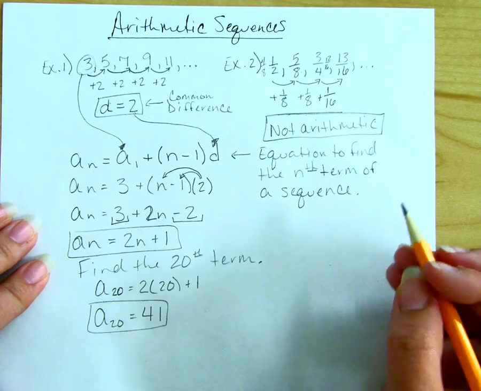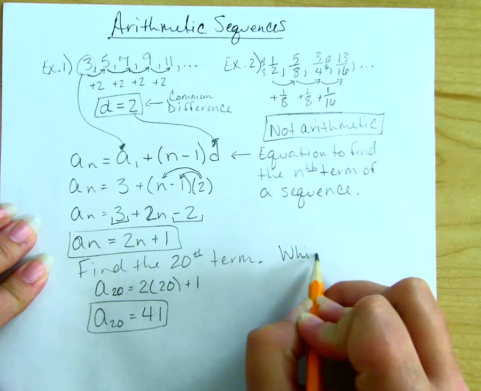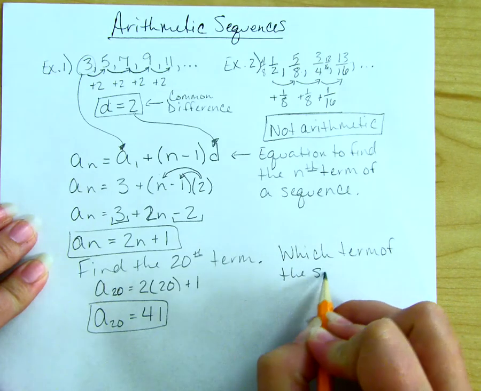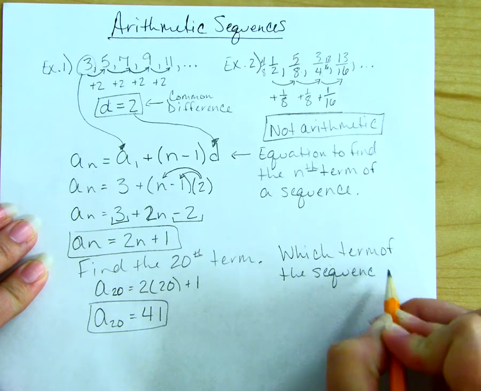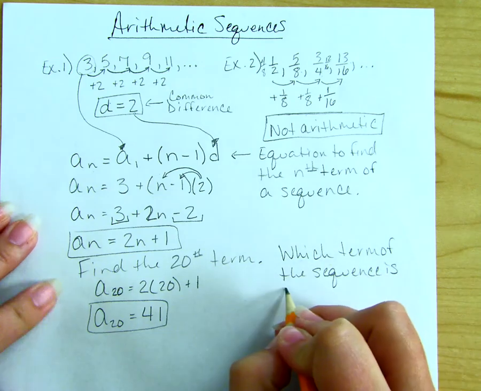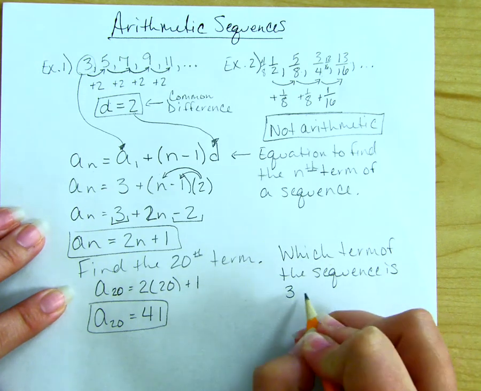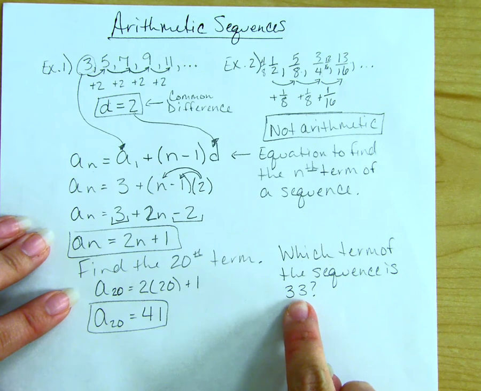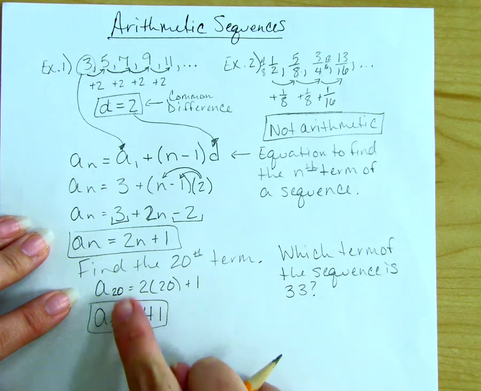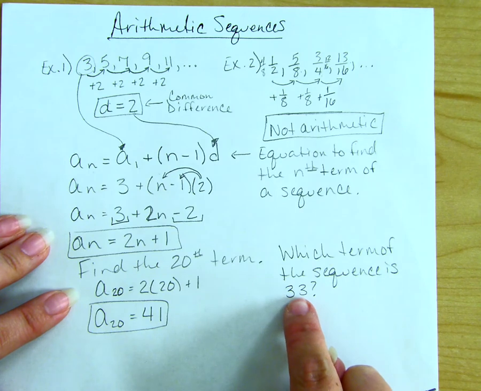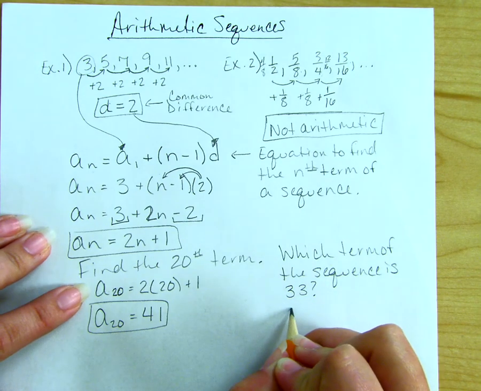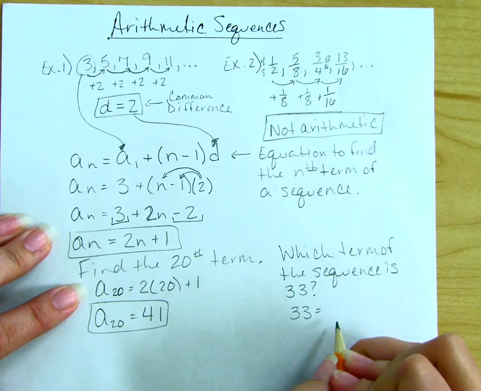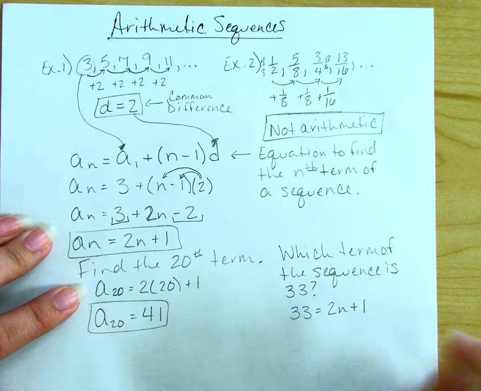They could also ask you which term of the sequence is 33. So in this case, they didn't give me the n value. They said, what is n? What is my n, when I know the term is 33? So I would replace a sub n with 33. So 33 equals 2n plus 1. And here I'm solving for n.